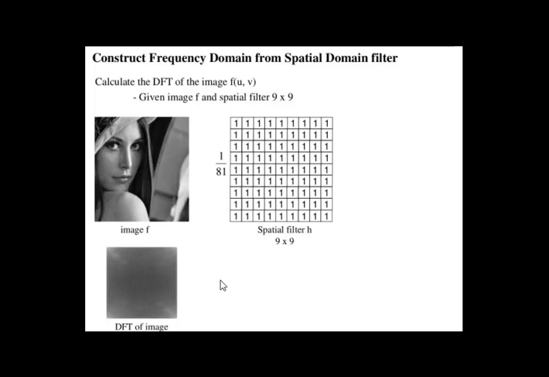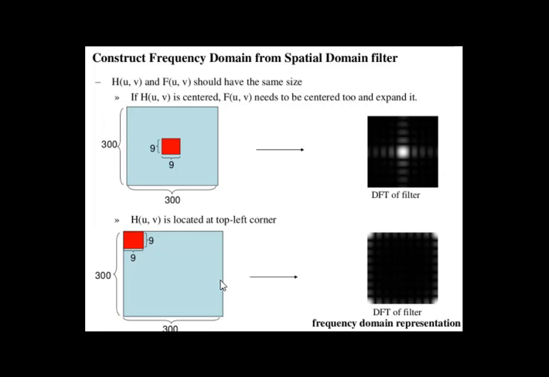See this image, we are applying a spatial filter H, a 9 by 9 filter. Suppose there is a 300 by 300 pixel image. We put this H(u,v) in the center, so we are getting the DFT like this.